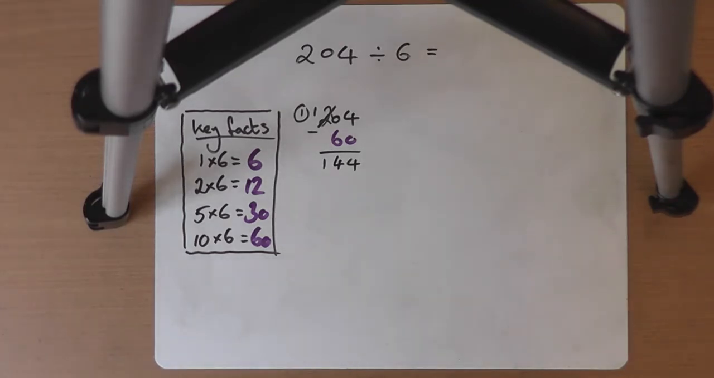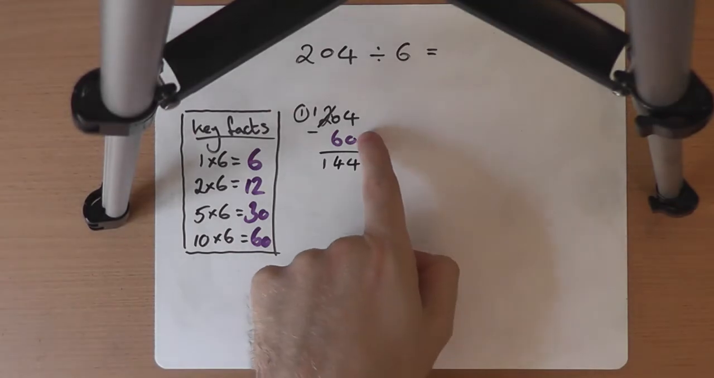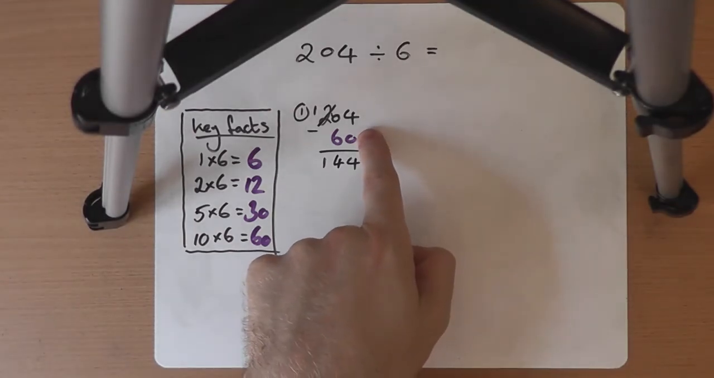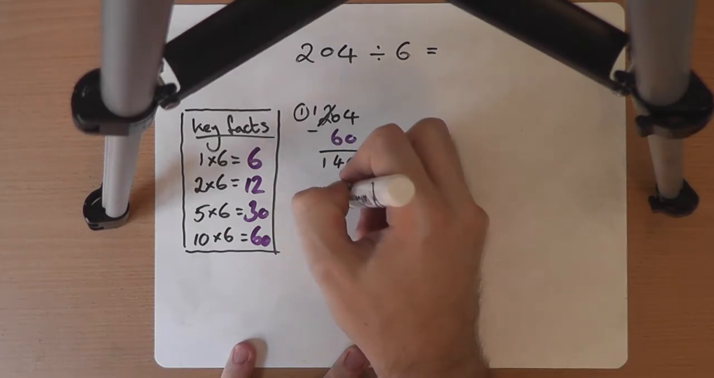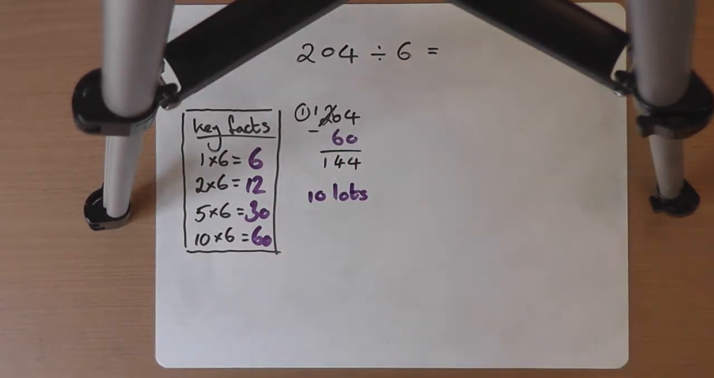But I know that I definitely took out how many lots of 6? Well, I took out 10 lots. So underneath, I'm going to write that down. I'm going to say that I took 10 lots away. So there are definitely at least 10 lots of 6 in 204. But there's still some left.